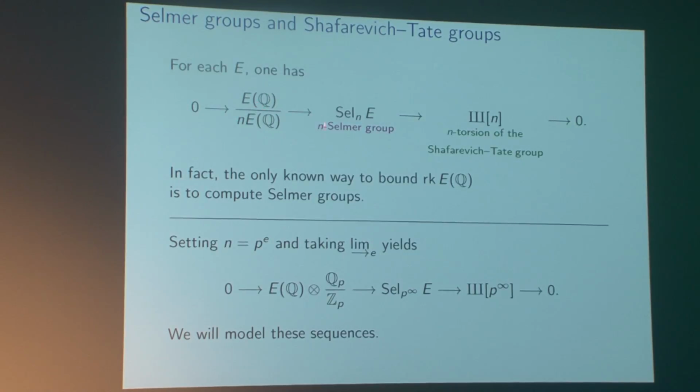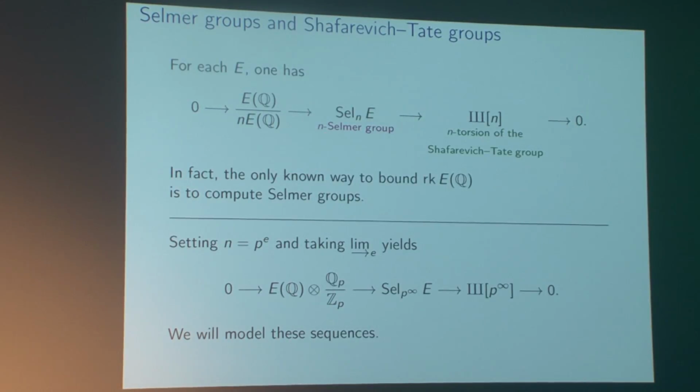And because of that, if you know the n-Selmer group, that gives you an upper bound on the rank. In fact, this is pretty much the only known way of getting upper bounds on the rank of the group of rational points. And then there's this n-torsion in the Shafarevich-Tate group that measures the error in this upper bound. It measures the failure of this upper bound to match what this group is trying to approximate. So we kind of wish that weren't there on the right-hand side, but okay.